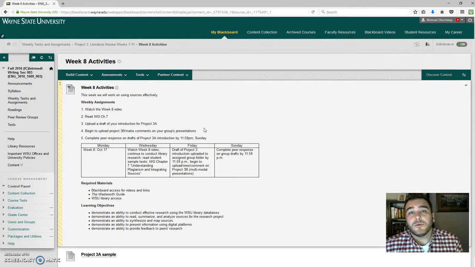The real work that we're going to be doing this week, though, is we're going to start to actually write your literature review, write your 3A. If you remember from last week's video, Project 3A is focused on synthesizing a variety of sources from your community that are all dealing with the same topic, and showing how each source is coming at this topic from a different angle, right? So you're trying to outline the conversation.